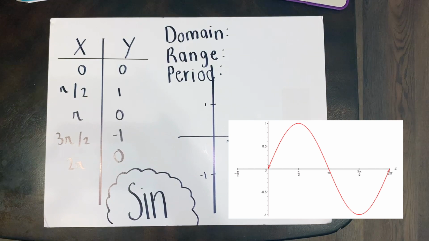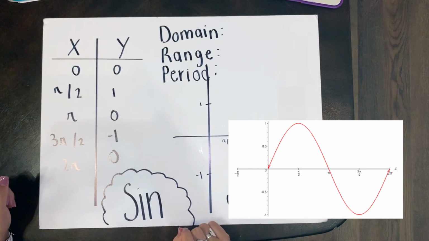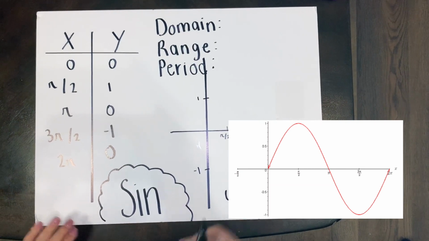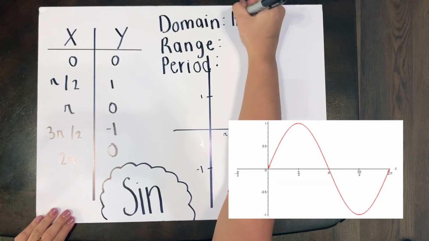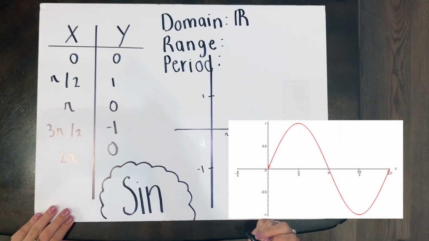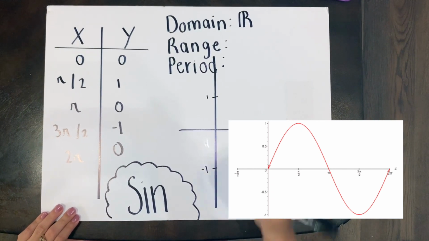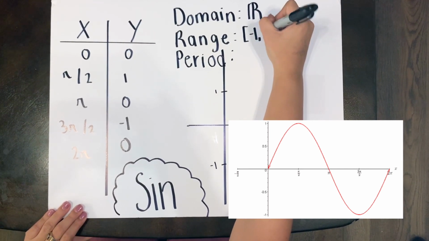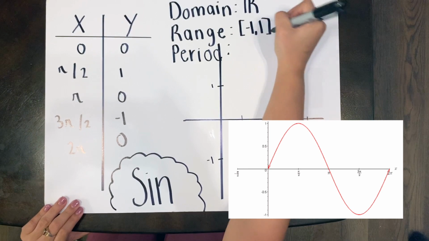Now that you have reviewed and know what domain, range, and period are, let's apply it to sine. The domain of sine is all real numbers because sine is a wave that goes on forever, aka the x values are infinite. The range of sine is negative 1 to 1, because the lowest y value is negative 1, and the highest y value is 1.